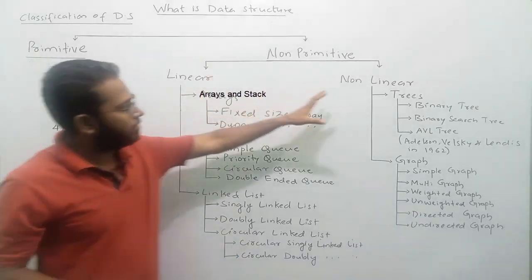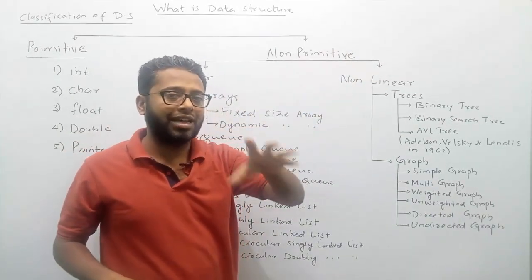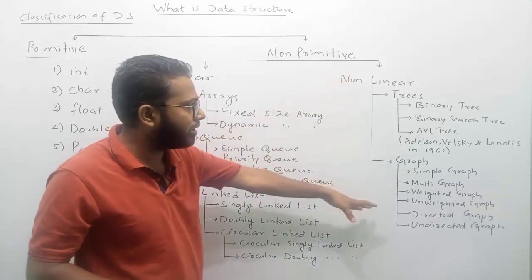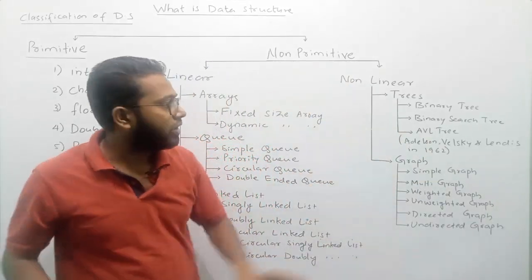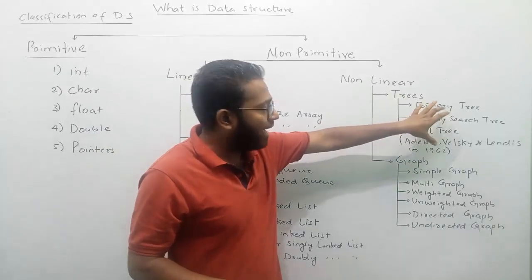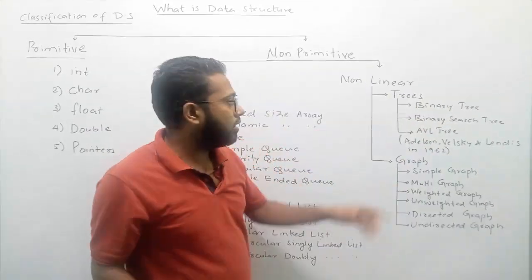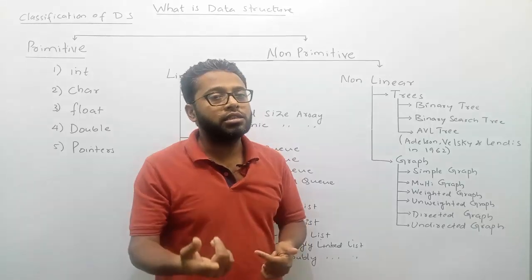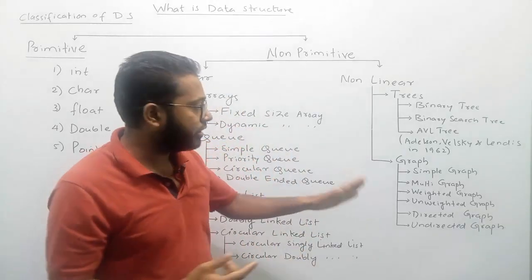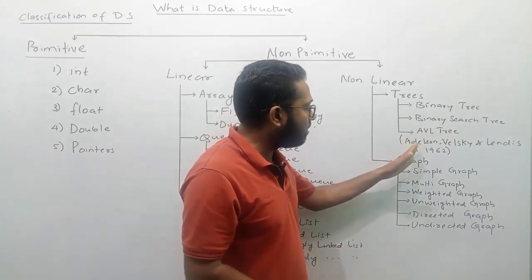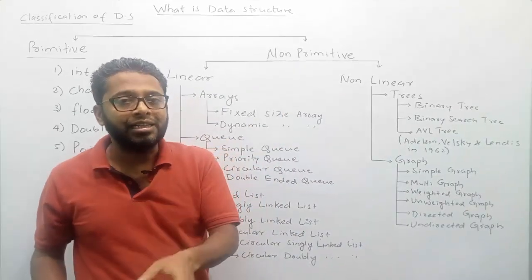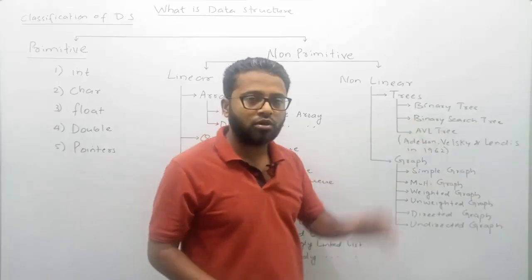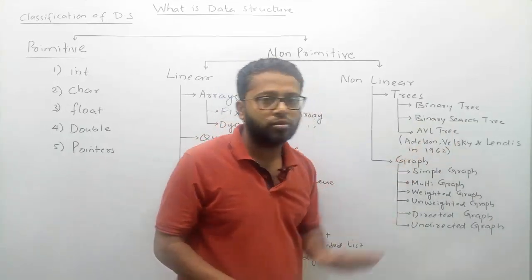Whereas on the other side we have non-linear data structures, which are further divided into three types: trees, graph and hash tables. Trees have various types as well: binary tree, binary search tree and AVL tree. AVL stands for Adelson-Velsky and Landis. These are the three scientists who proposed the AVL tree concept in the year 1962.